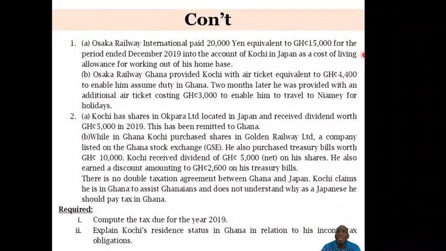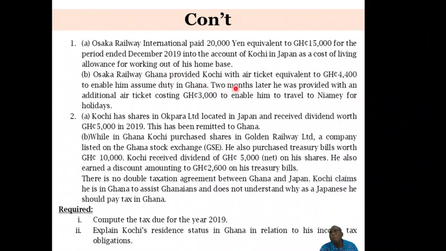Now, he is also being given a cost of living allowance. Oh, you just add it. Cost of living allowance to the cash benefit and tax. Then you are done. Osaka, Ghana provided Kochi with an air ticket equivalent to 4,400 to enable him assume duty in Ghana. We learned that any passage to the country to assume your appointment, if you are a non-resident person, should be exempt. So in this one, we will not add it to his income and tax.